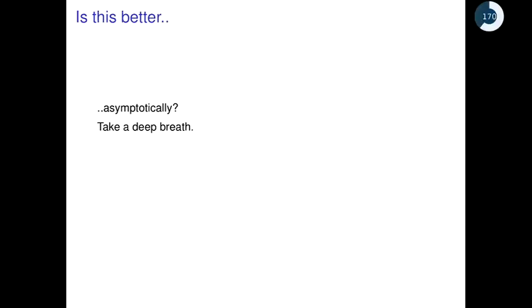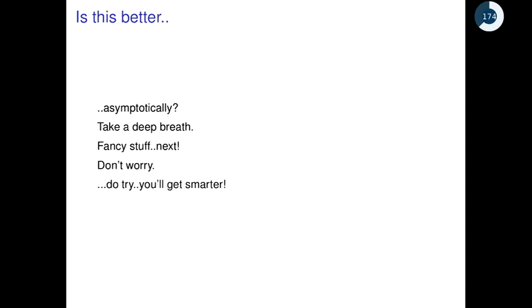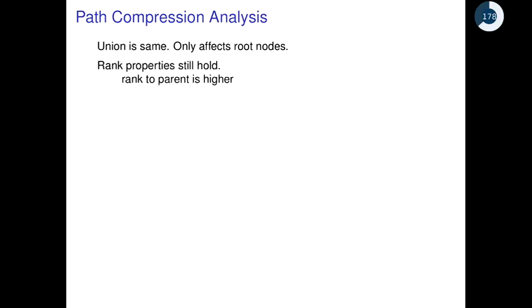Okay, so is this better asymptotically? Is every find going to be faster now? Not necessarily, right? You saw already the first find here may have taken a long time. The second time you do the find, it's faster. But the first time you did that find, it wasn't particularly fast. So this is the path compression. Okay, so it doesn't get better asymptotically.